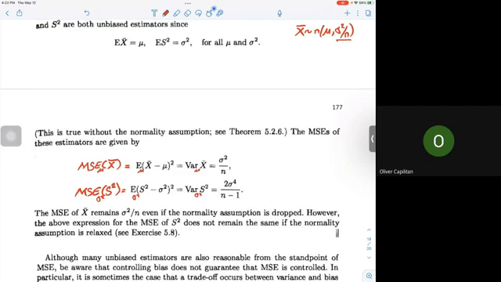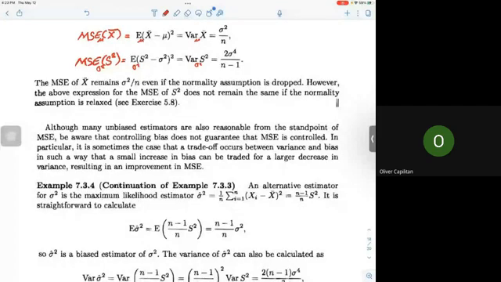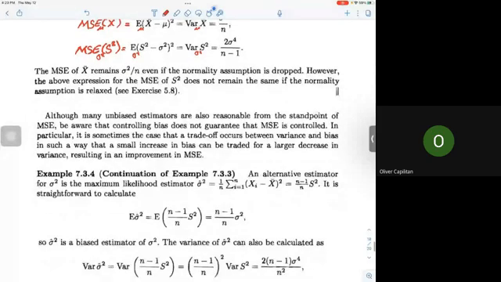It's not true. So although many unbiased estimators are also reasonable from the standpoint of MSE, be aware that controlling bias does not guarantee that MSE is controlled. Control bias does not guarantee also that we will get a small MSE, mean squared error. So in particular, it is sometimes the case that a trade-off occurs between variance and bias in such a way a small increase in bias can be traded for a larger decrease in variance, and it will result to an improvement in our mean squared error.